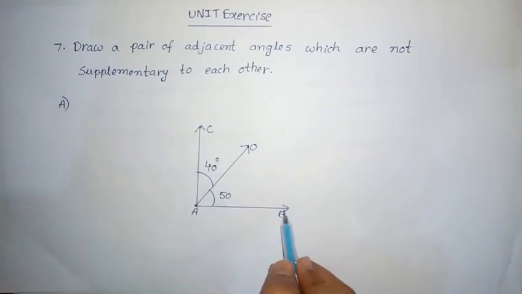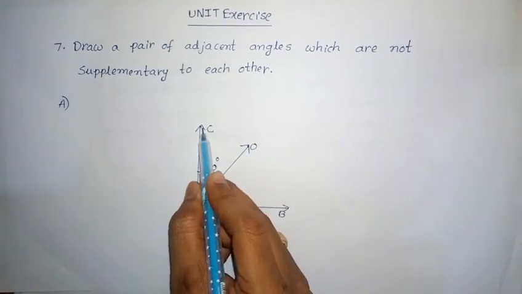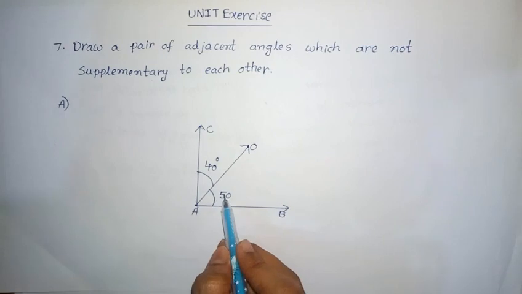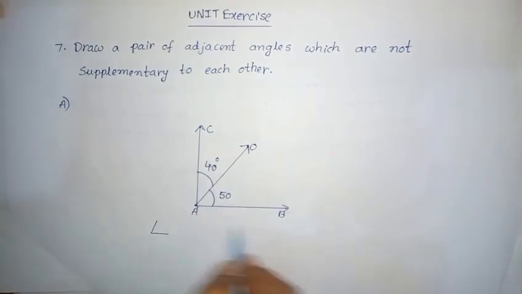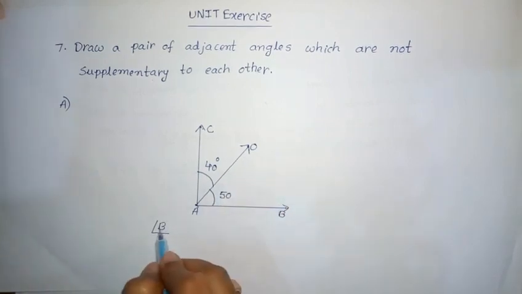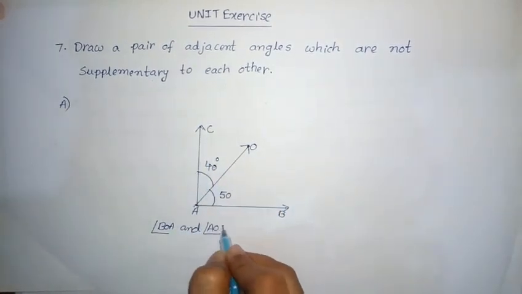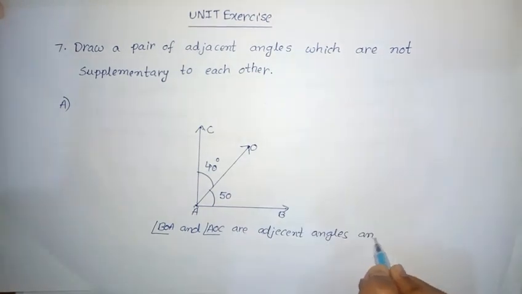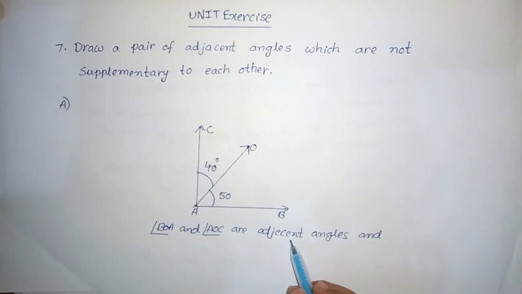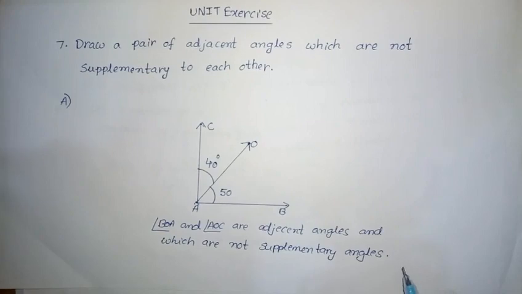Now observe angle BAO and angle OAC. These two are adjacent angles and the sum is equal to 90 degrees. So these are not supplementary angles. So angle BAO and angle OAC are adjacent angles which are not supplementary angles. So this is the solution for the seventh problem.